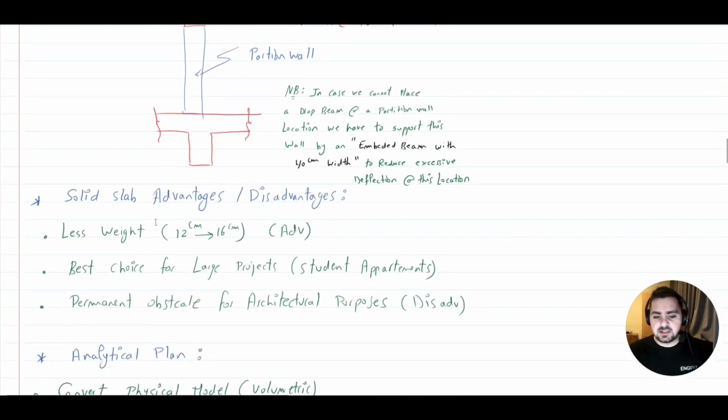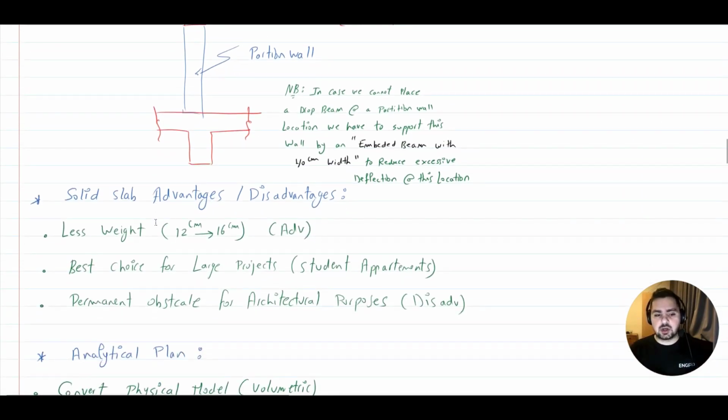Now, the advantages and disadvantages of our solid slab. We said that our solid slab is going to have less weight because we are using smaller thickness. Usually the thickness that we use is between 12 centimeters to 16 centimeters, and this is an advantage for us because the smaller the thickness, the more feasible your project is going to be.